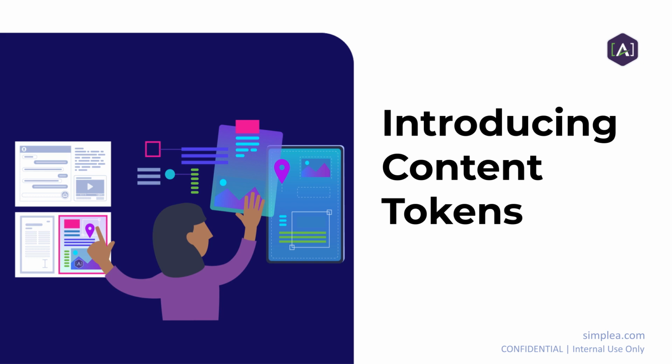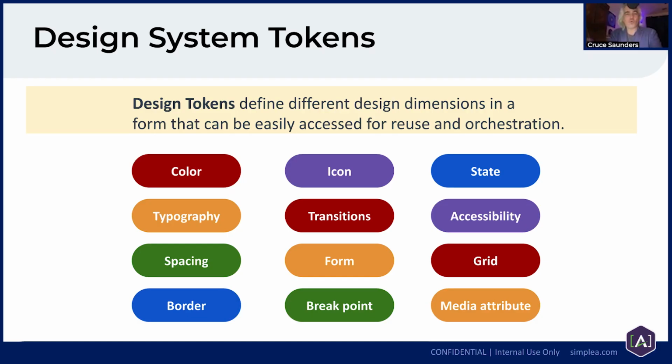And so I'd like to introduce a concept called content tokens. In the design system world, there's something called design system tokens. A design system token is basically a way to define a design dimension in a form that can be easily accessed for reuse. So these are transportable; in some cases, they're just CSS classes that are stored in config files. There are a lot of ways that design system tokens get stored and incorporated into code, but they're basically reusable.